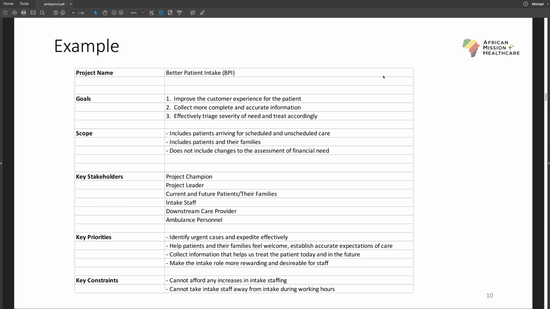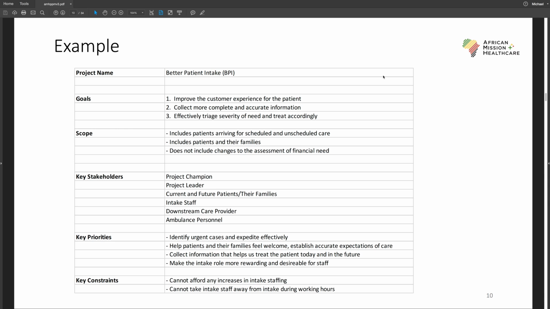Now, sometimes the most interesting scope boundaries are what we decide to leave out. And in this case, they said, look, we don't want to change the way we assess financial need. The feeling was that that was working okay, and that making changes to that might not only not be necessary, but might create risk that they didn't want to take on. So, nuance of that particular project.